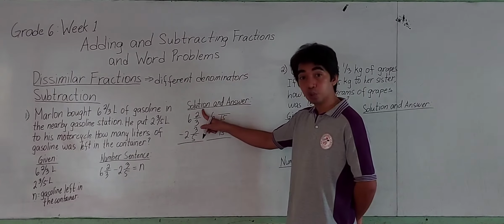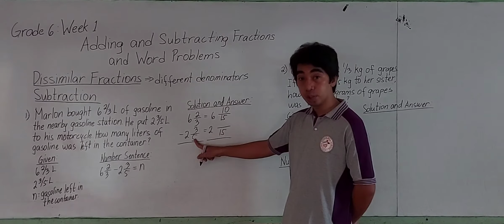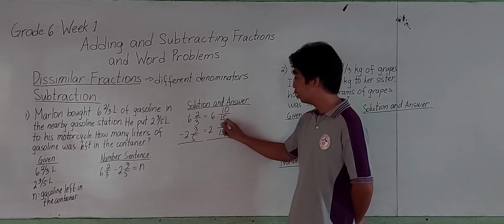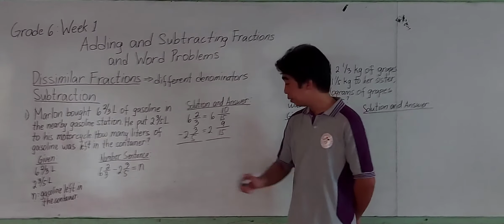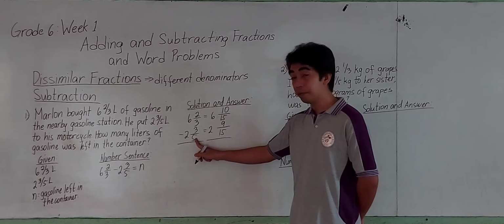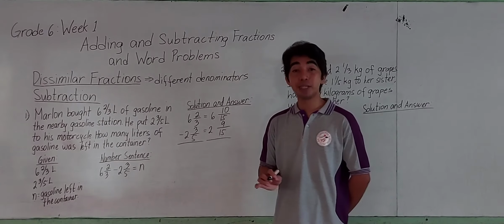For the second one, 15 divided by 5 is equal to 3, then 3 times 3 is equal to 9. So now we have similar fractions, and we're going to apply subtracting of similar fractions.